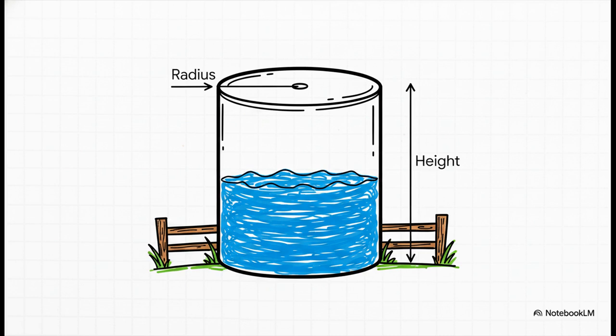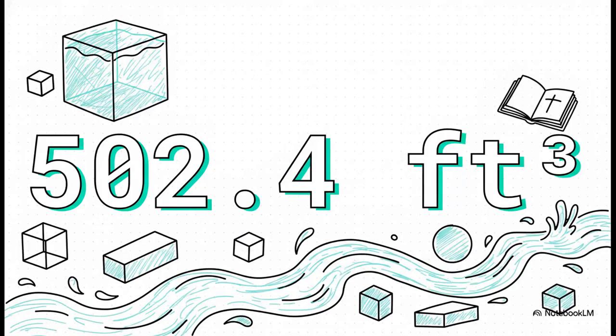Remember, we always handle our exponents first. So 4 squared is 16. That means we multiply 3.14 times 16 and then multiply that result by our height, which is 10. Just track that math in your head for a second. And we arrive at 502.4 cubic feet.